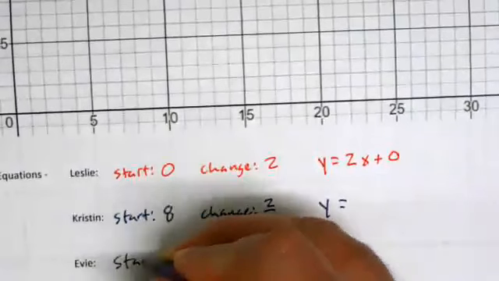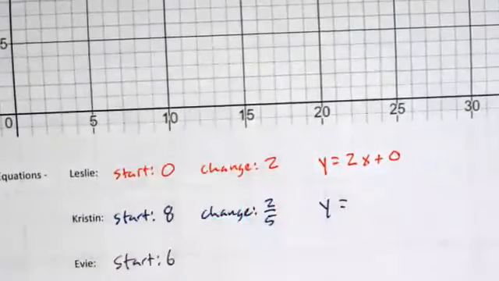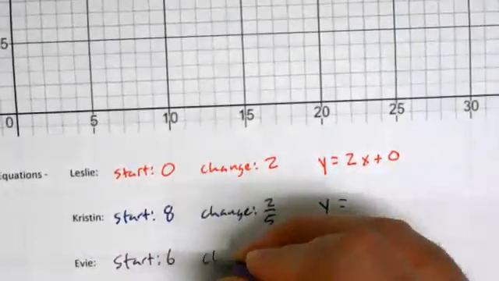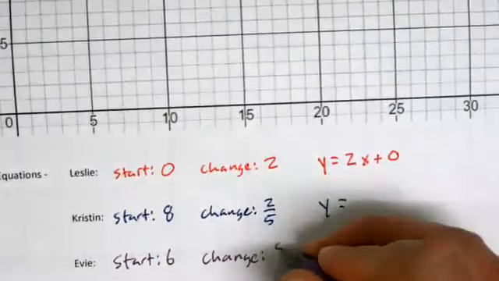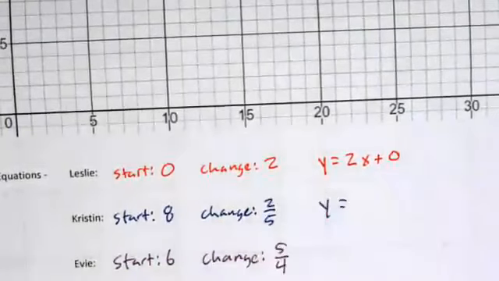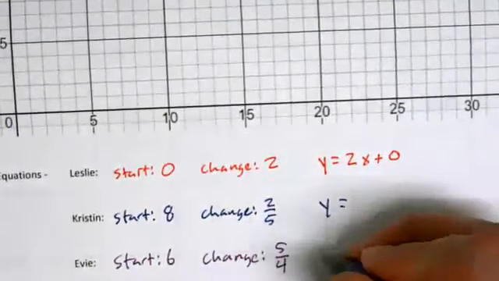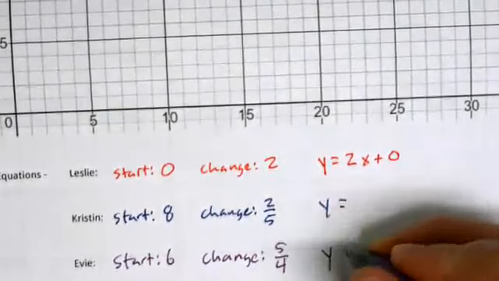Evie got a head start of 6 meters. And her change, or her speed, was 5 meters every 4 seconds. So see if you can write me an equation for Kristen and Evie, please.